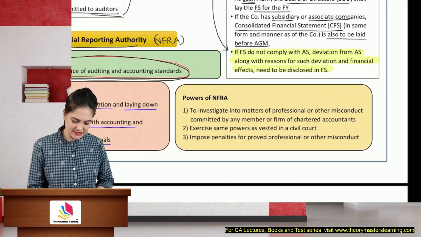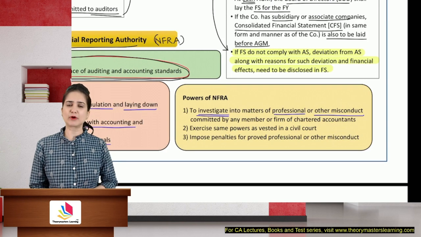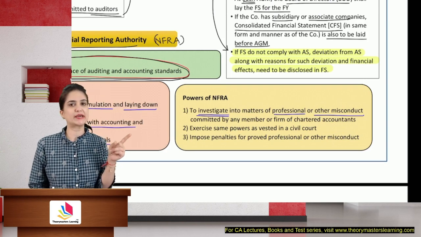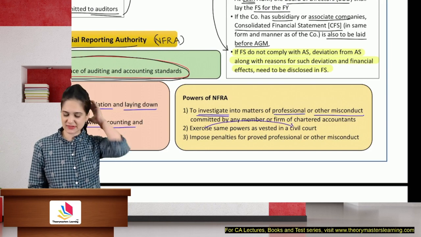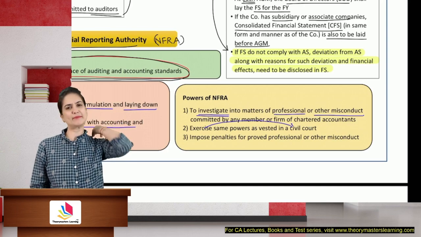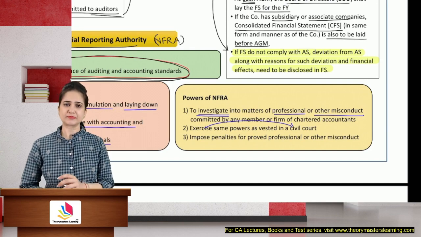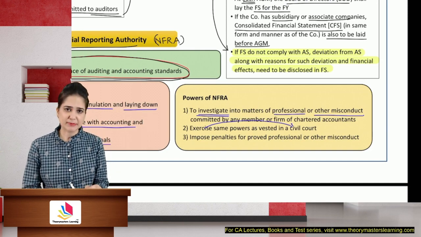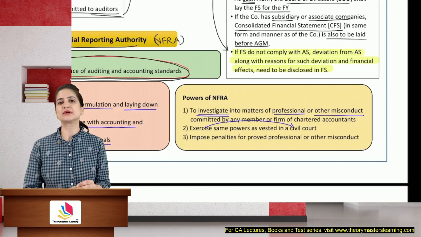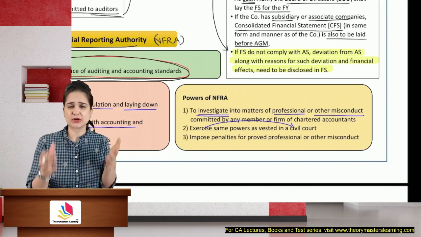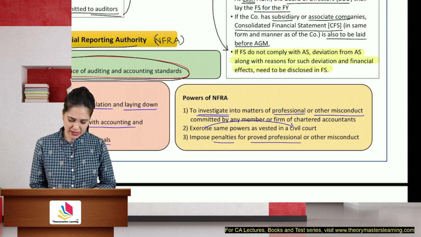Powers of NFRA: to investigate into the matters of professional or other misconduct committed by member or firm of chartered accountants. So apart from the ICAI, even NFRA can initiate action. They will exercise the same power as it is vested in the civil code. Civil code means that they can blame you for damages caused by your conduct as an auditor. So any authority or person that has suffered damages because of your wrongful statement or report, then NFRA will impose penalty on the individual. They will be forced to pay damages on the individual or the firm of auditors. They will impose penalty for proved professional and other misconducts.